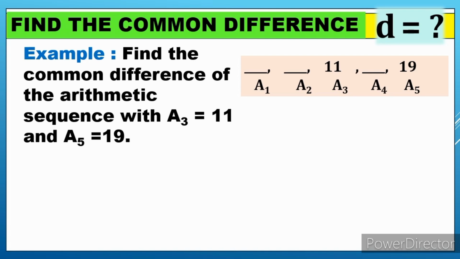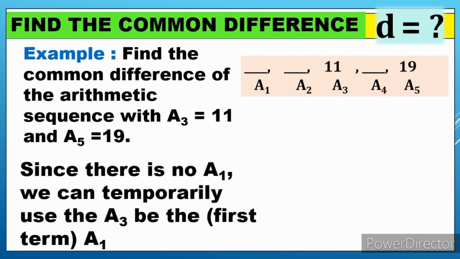What are we going to do? So now we have the next step. Since there is no a sub 1, we can temporarily use the a sub 3 to be the first term, or a sub 1. Okay, so we have 11 as the first term. Again, a sub 2 is unknown and a sub 3 is 19. So our last term now is 19.